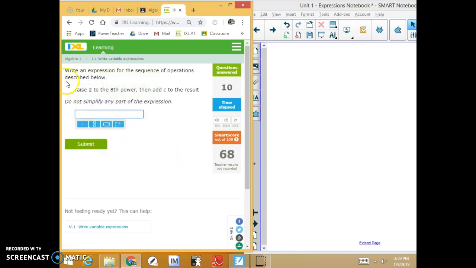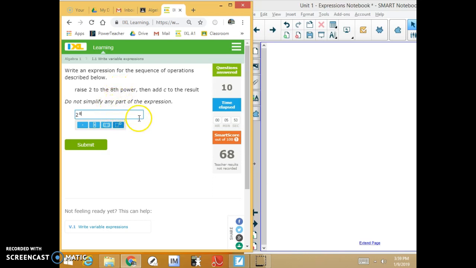All right, so here's when we start to see more challenging or maybe more complex variable expressions, but we can do it. It says raise 2 to the 8th power, then add c to the result. So the first part I'm going to read, and this comma in here is pretty important. So raise 2 to the 8th power. If I want to raise 2 to the 8th power, well, that's 2 with an exponent of 8, 2 raised to the 8th power.